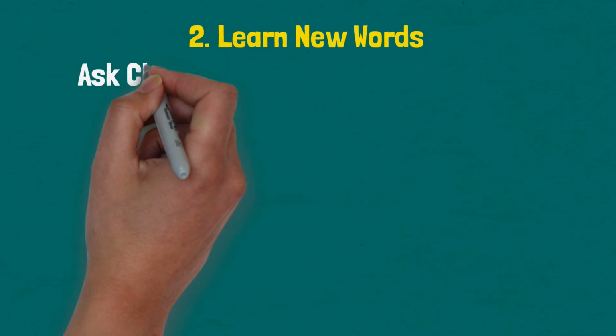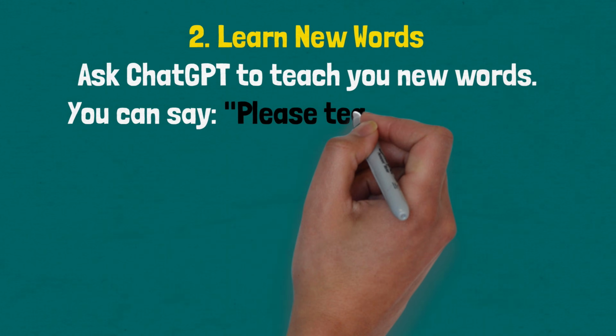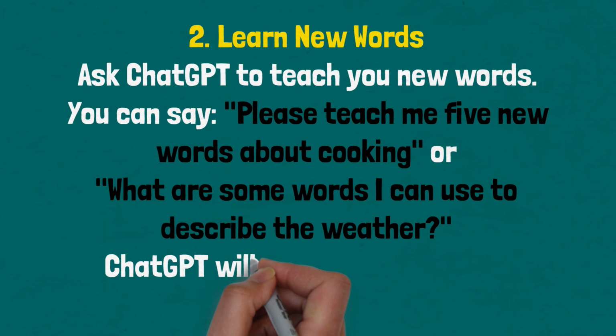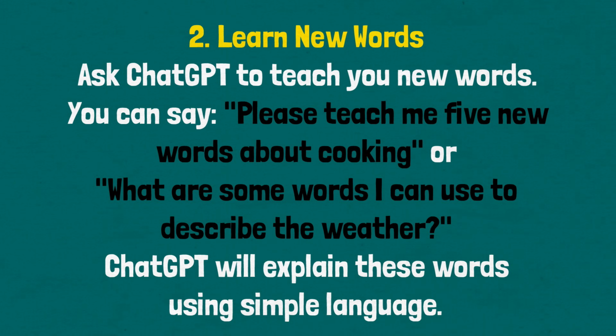2. Learn new words. Ask ChatGPT to teach you new words. You can say, "Please teach me 5 new words about cooking," or, "What are some words I can use to describe the weather?" ChatGPT will explain these words using simple language.